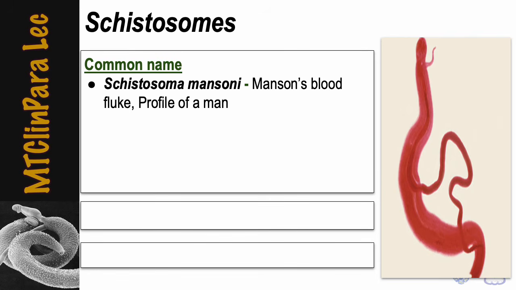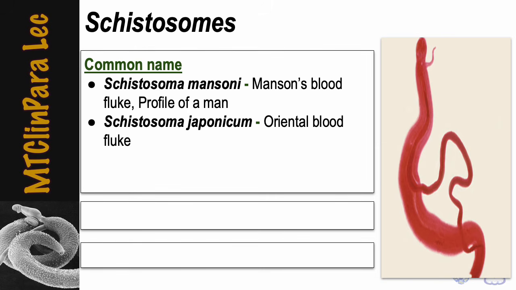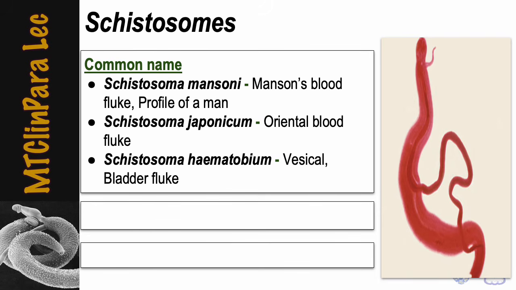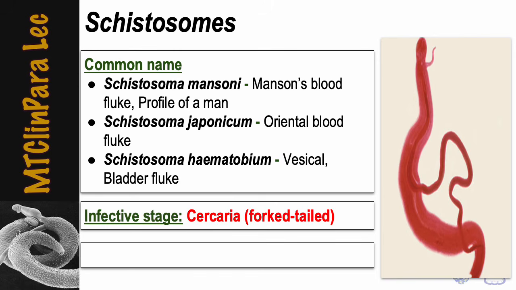For the common names, Schistosoma mansoni is also known as Manson's blood fluke and the profile of a man. For Japonicum, this is the oriental blood fluke, and for Haematobium, this is the vesical or bladder fluke. The infective stage of all schistosomes is still cercaria or the fork-tailed cercaria, and the diagnostic stage is the embryonated egg.